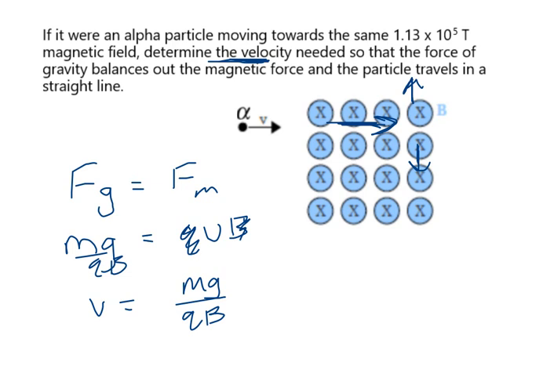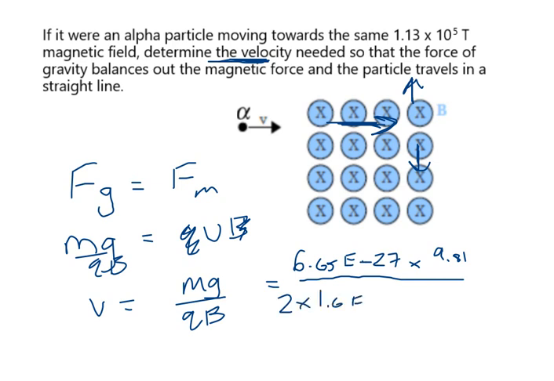But we have all the information we need. What's the mass of an alpha particle? It's on your sheet. You just got to find it. Mass of an alpha particle, from your sheet, is 6.65 e minus 27. That's the mass of an alpha particle. As long as we're on Earth, the gravity is 9.81. The charge of an alpha particle, 2 times 1.6 times 10 to the minus 19, sorry. And the magnetic field is still the 1.13 times 10 to the 5.